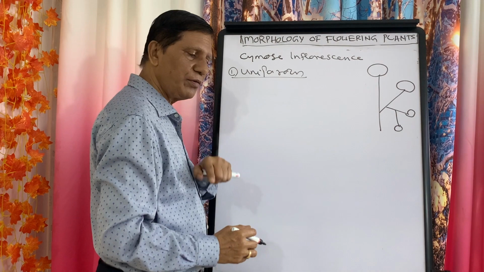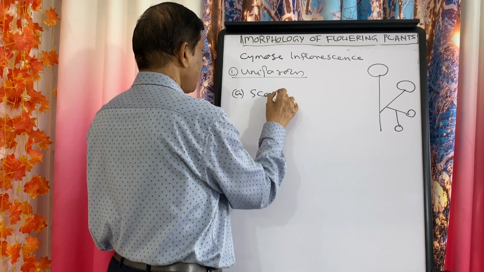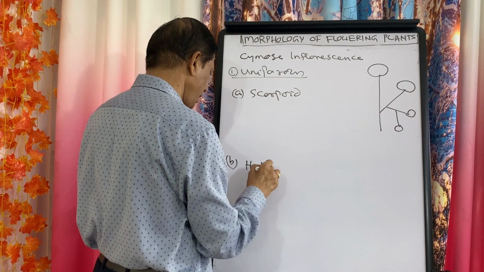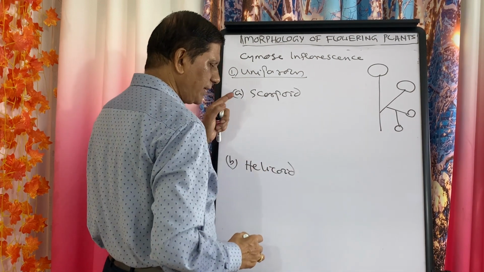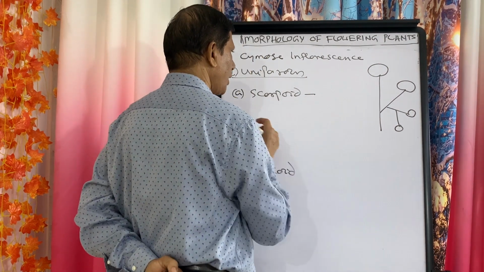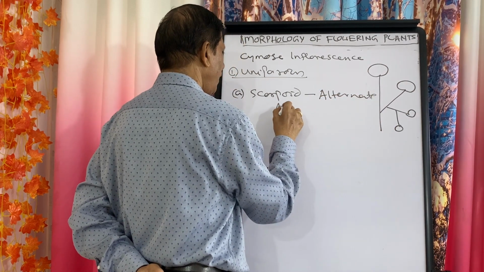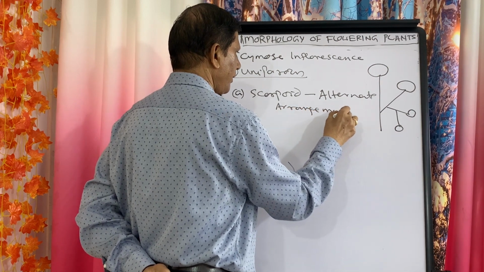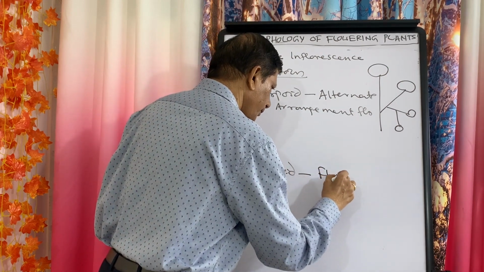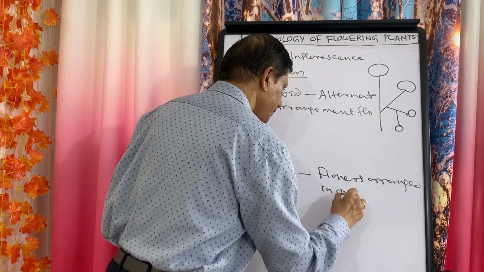But the uniparous is again of two types. It may be scorpioid, or it may also be helicoid. Now, what is the difference between scorpioid and helicoid? In the case of scorpioid, there is an alternate arrangement of flowers. While here in helicoid, flowers are arranged in one direction.